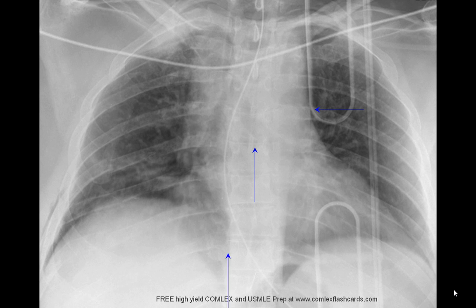Another film here showing you some of the key characteristics that will help you clinch the diagnosis of aortic injury. You are looking at a rightward deviation of the trachea. The normal paratracheal stripe is seen. You can also see a rightward deviation of the NG tube and downward displacement of the left main stem bronchus, along with loss of distinction of the aortic arch.